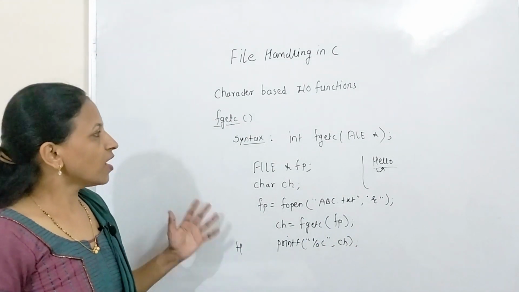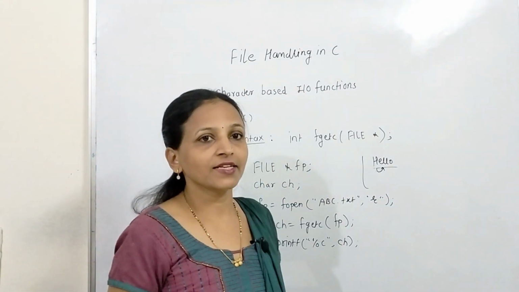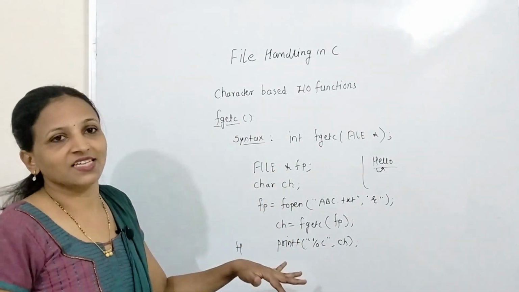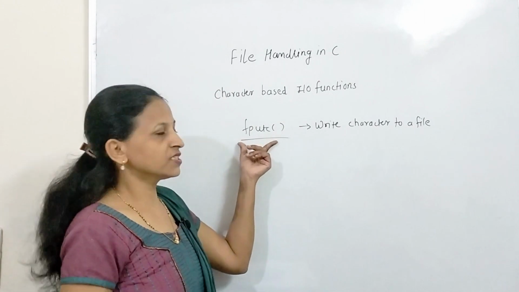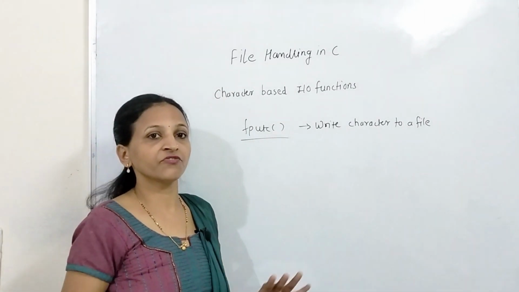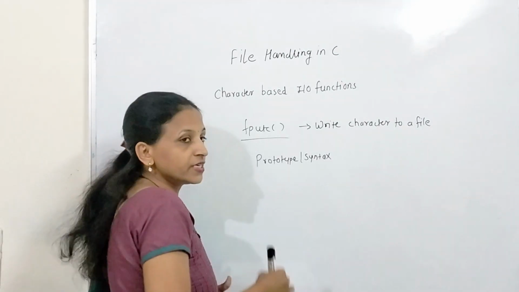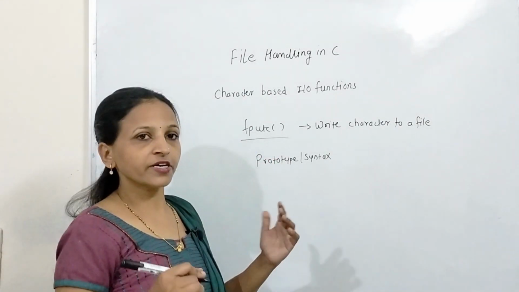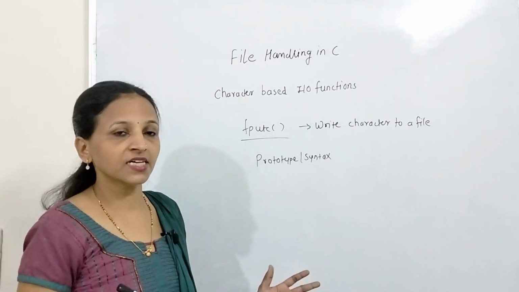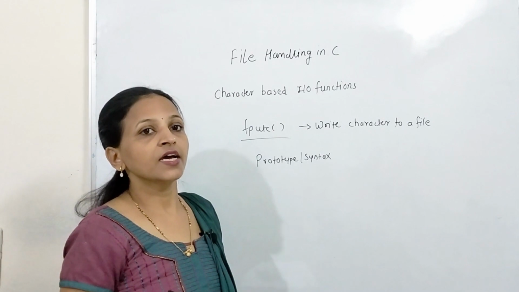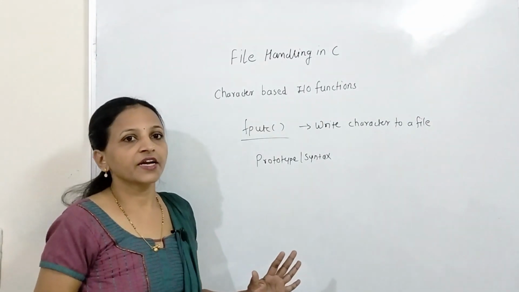Now the next function that we can use to write a character to a file is fputc. If you want to write some contents inside a file, then you can use this fputc function, but this function will write only a single character at a time. Remember, this function is already written in the stdio.h header file, like fgetc. All file handling functions are in that header file.